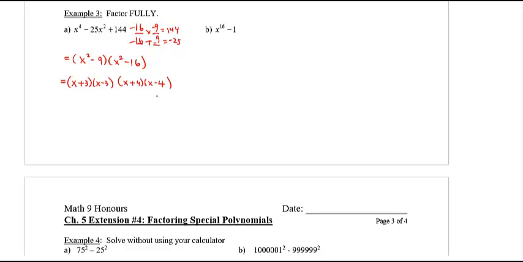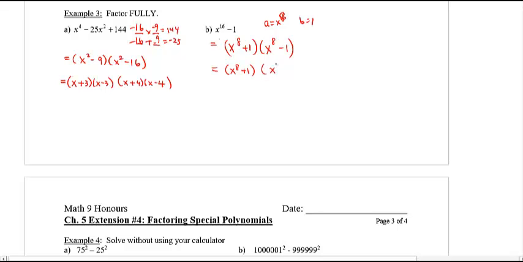This one looks like a difference of squares. The A value is x to the power 8. B is just 1, so this becomes x to the power 8 plus 1 times x to the power 8 minus 1. One of them is a sum of squares. That's great. We don't have to do anything more. But the other one is a difference of squares. Guess what? We have to keep going.